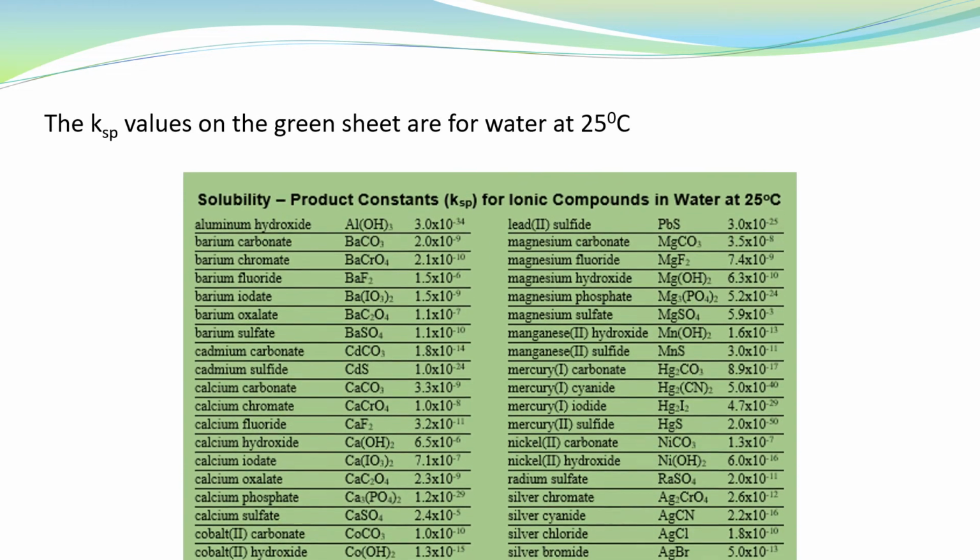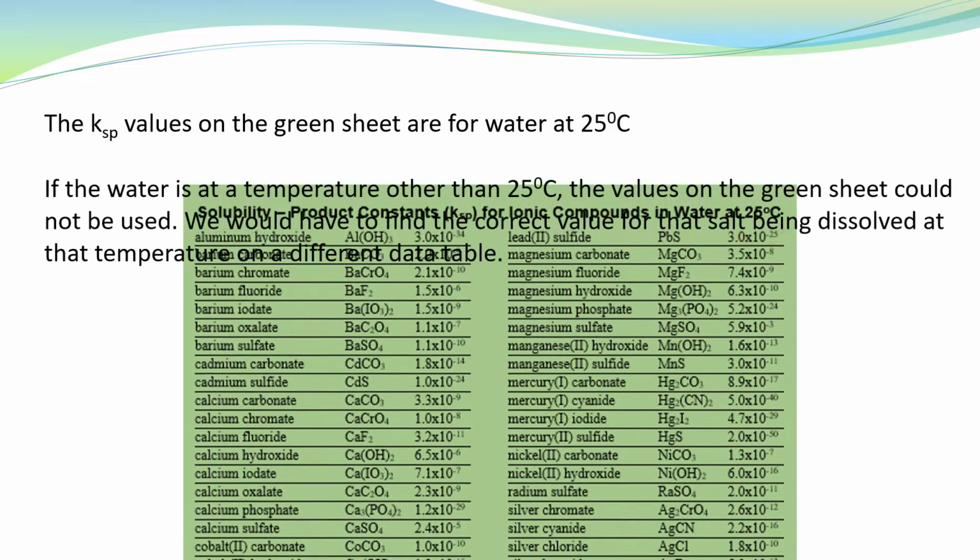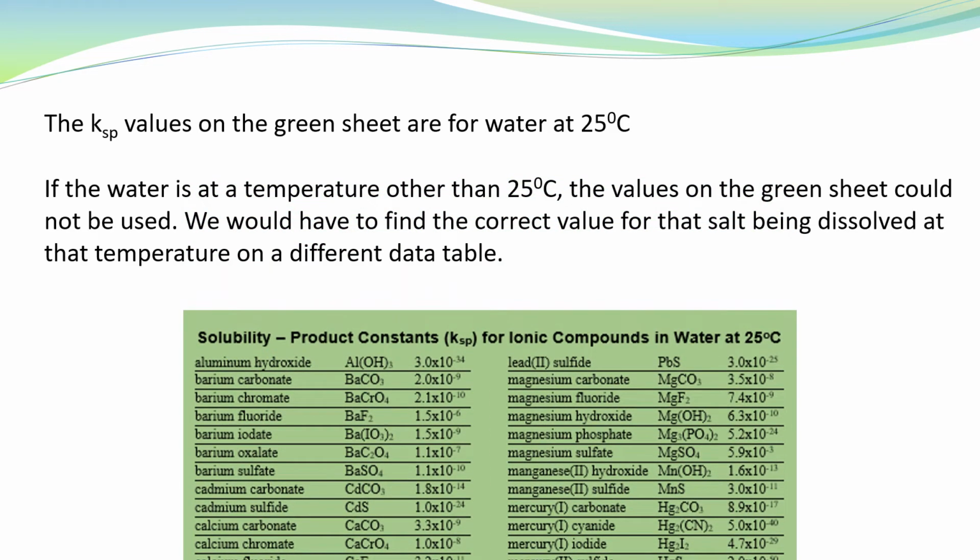The KSP values on the green sheet are for water at 25 degrees Celsius. If the water is at a temperature other than 25 degrees Celsius, the values on the green sheet could not be used. We would have to find the correct value for that salt being dissolved at that temperature on a different data table. Typically, there's a giant book that you can look through to find the different KSP values for different salts at different temperatures.